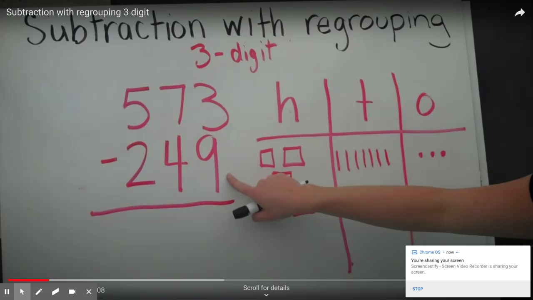The first thing I'd like you to do is take a minute and take out a piece of scratch paper and make sure you have 500, 7 tens, 3 ones, minus 2 hundreds, 4 tens, 9 ones. And make sure again that the ones are lined up, the tens are lined up, and the hundreds are lined up. This is very important when it comes to regrouping.